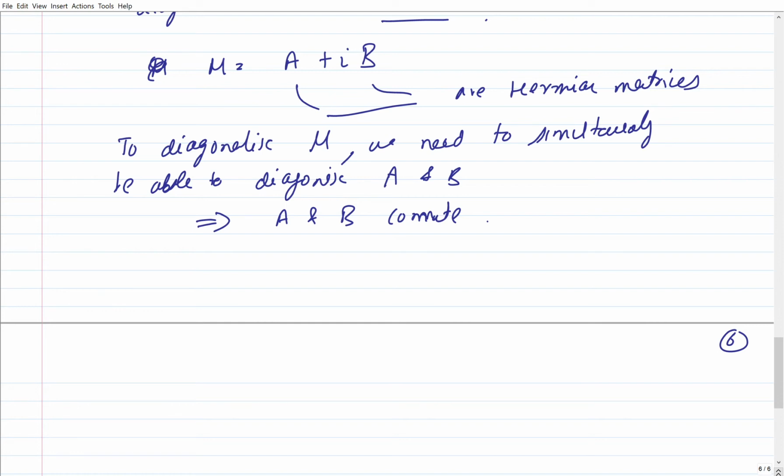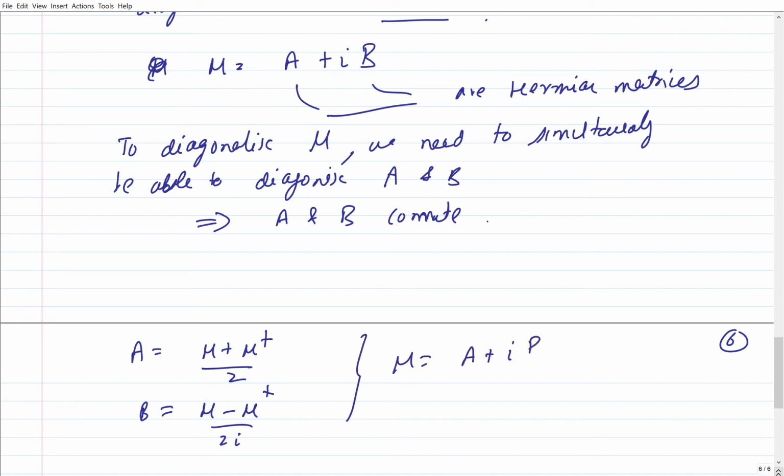A and B, I can write A as M plus M dagger divided by 2. B is M minus M dagger divided by 2 iota. Remember, I started with M equals A plus iota B. So once I have this, then what do I have?